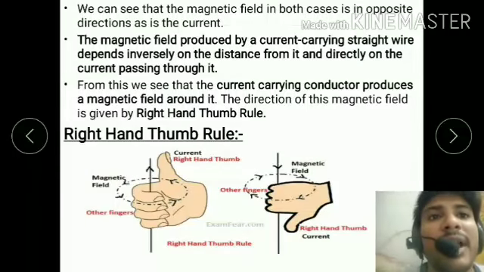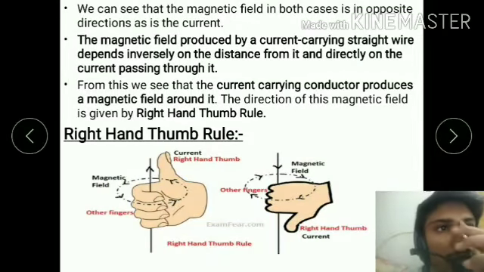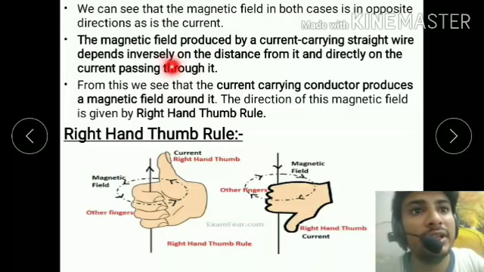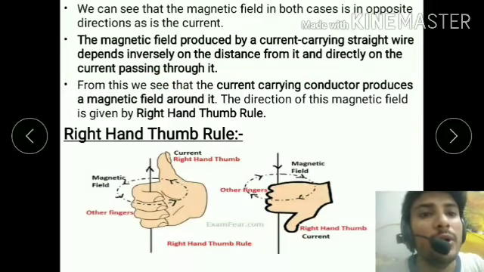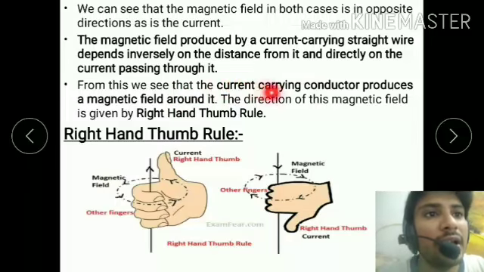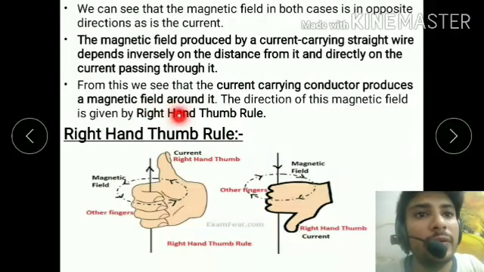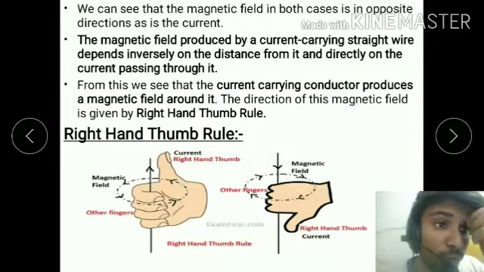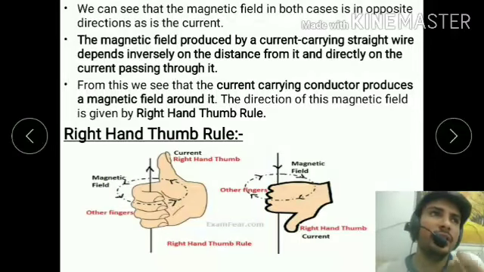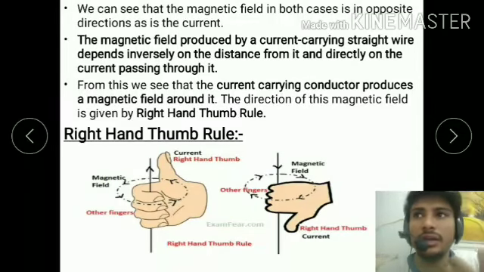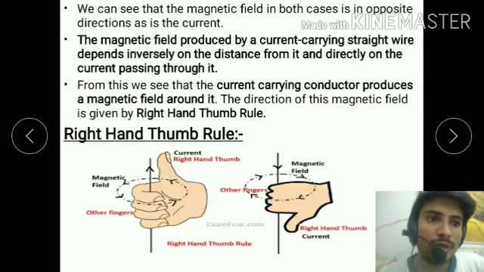Now the magnetic field produced by a current carrying straight wire depends inversely on the distance from it and directly on the current passing through it. From this we see that a current carrying conductor produces a magnetic field around it. The most important thing is that a current carrying conductor, meaning an electric wire that conducts current, always produces a magnetic field.